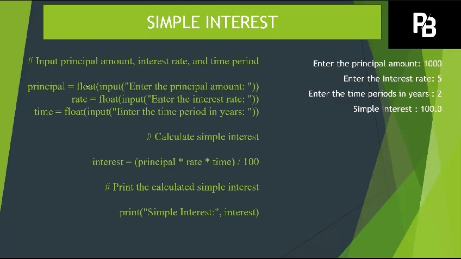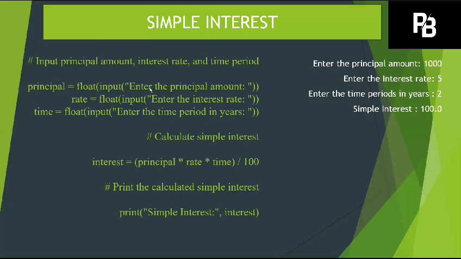What is the meaning of this float here? Because we know that the input method always accepts a string value. So how can I calculate multiplication and division operations on a string? That's why the string value I need to convert. So this float is here a type conversion. Whatever value you enter here is automatically, by default, in a string format, and this float function converts your value into a float.